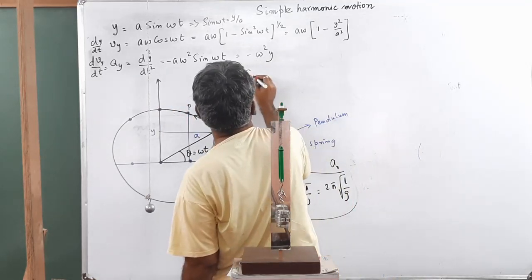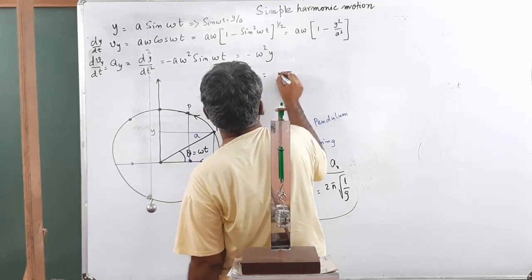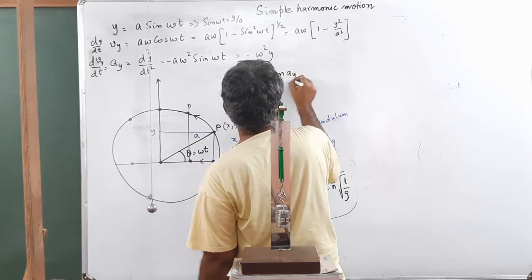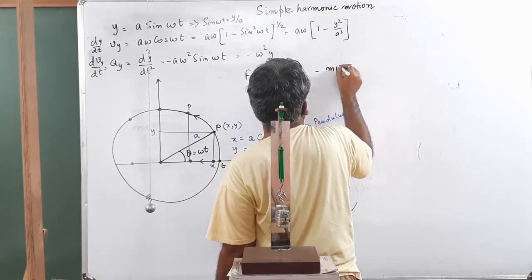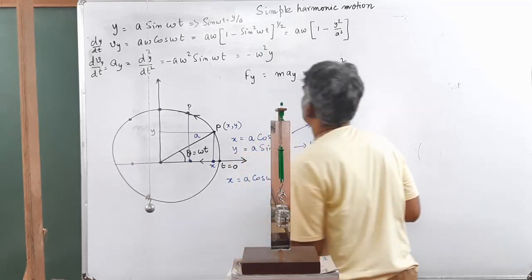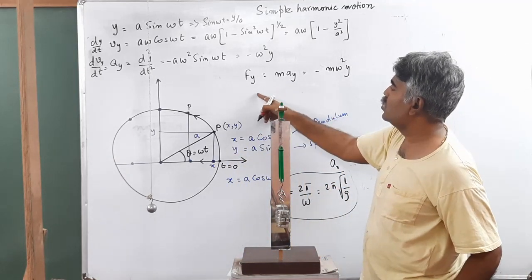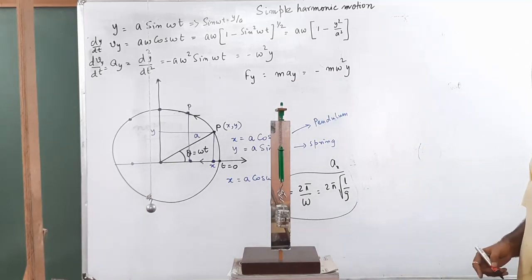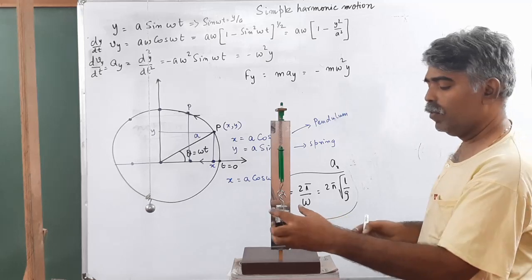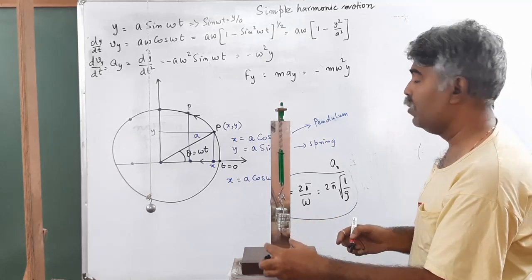Okay, so what is F_y? F_y should be m a_y, right? So that is -mω²y. So again, the restoring force is proportional to the y displacement. In case of this thing, if you just release it like this, what is the restoring force?